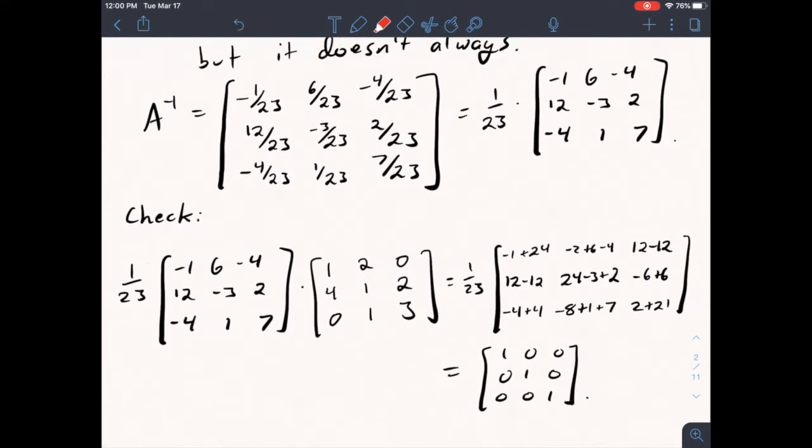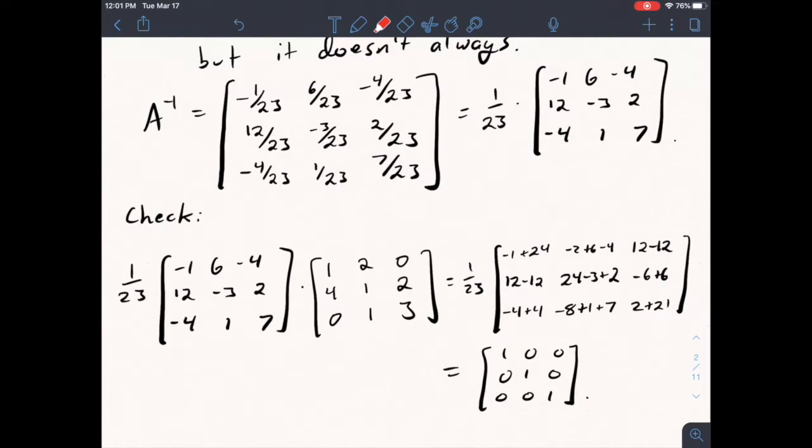All right, cool. So here I'm just telling you that this is our A inverse. Let's check that it actually is our inverse matrix. So we'll take this A inverse, this thing that I claim to be the inverse of A, and I'll multiply by A. And what do I get?